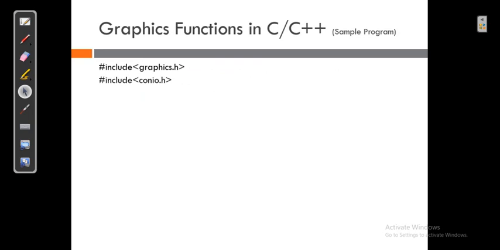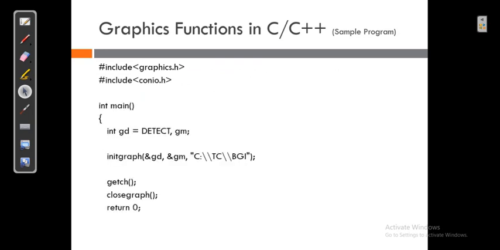Then we come to the basic program in C++. This is a sample program that I have written here. The first line is obviously graphics.h, the header file, and conio.h just for the console related operations. Then the int main function. I am defining two variables here, gd and gm. To gd I am assigning the value DETECT. Remember, you have to write it in caps. So DETECT will now be stored in gd.